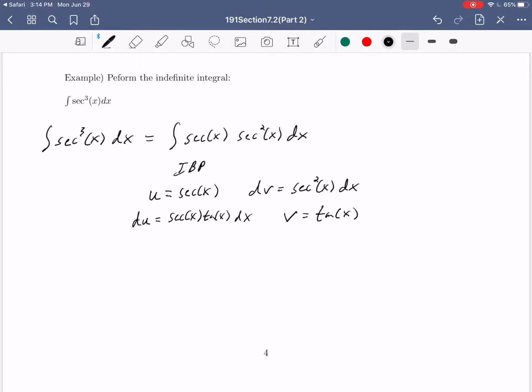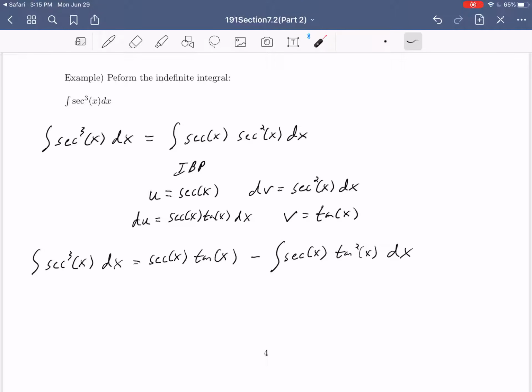All right, so according to integration by parts, the integral of secant cubed dx is equal to uv, so secant x tan x, minus the integral of v du. If we multiply that out, v times du, we would get secant x tan squared x dx. Notice that instead of having to do secant cubed, we now have to do secant x tan squared.